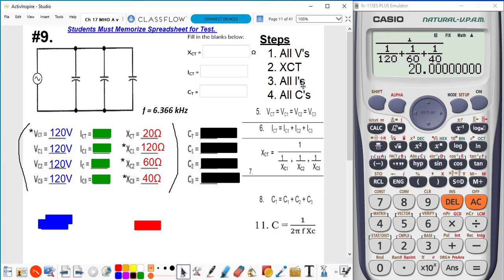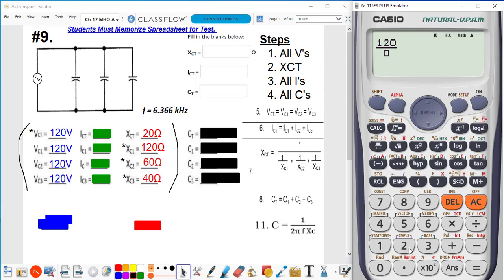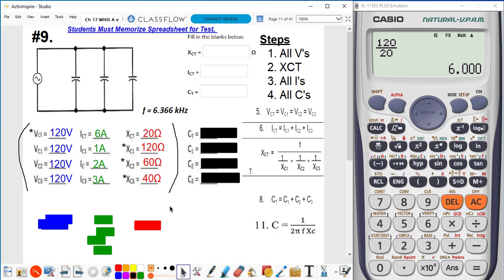Next, we're going to find all of our I values. And if we look at formula number 6 here, it shows us that just like with resistors, current does not stay the same because this is a parallel circuit. So we have to calculate each one of these individually. So we take our 120 volts and we divide it by our 20 ohms. Gives us 6 amps for ICT. Take our 120 volts divided by 120, that'd give us 1 amp. Take our 120 volts divided by 60, 2 amps. 120 divided by 40 gives us 3 amps.